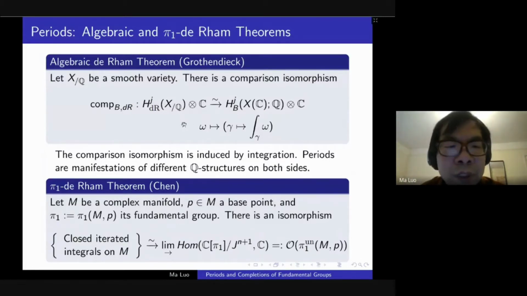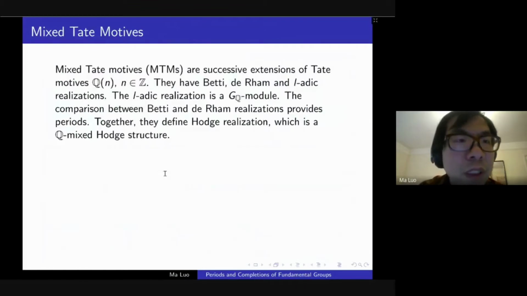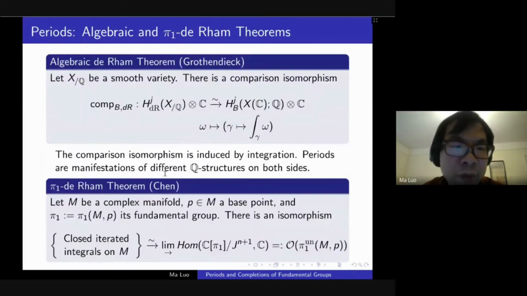Anyway, then you can ask, why do we care about periods of fundamental groups? So that's a long story. I want to give some background on mixed Tate motives. Eventually we will see that these fundamental groups, or periods or motives associated to fundamental groups, can generate a lot of extensions of motives. And that's why it's probably a very interesting object to study if you want to study the category of motives.